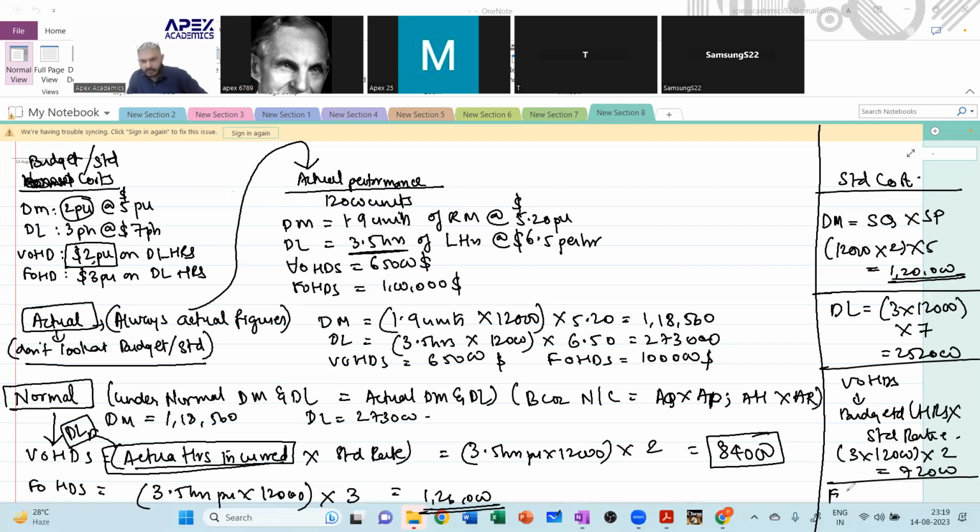Now we come to our fixed overheads. Same logic, 3 hours per unit for 12,000 units. How did I get 3 hours? I got this from here. And what is the rate? The rate is 3. So 12 3s are 36, 3s are 108. This will become 1,08,000. So this is your analysis of actual, normal and standard cost basis.